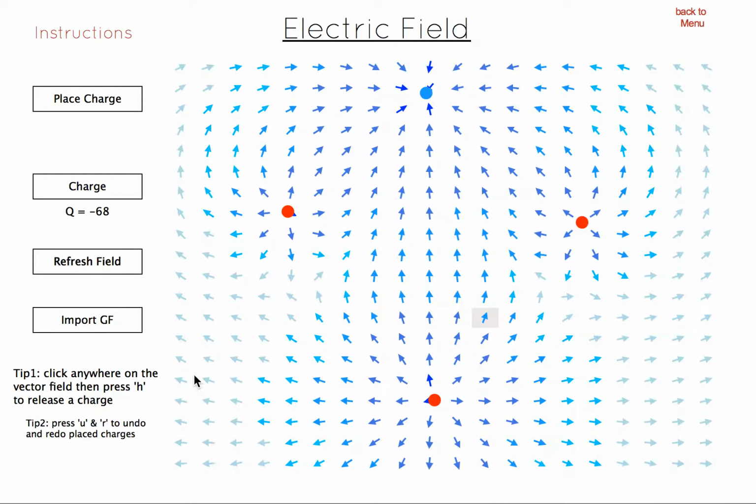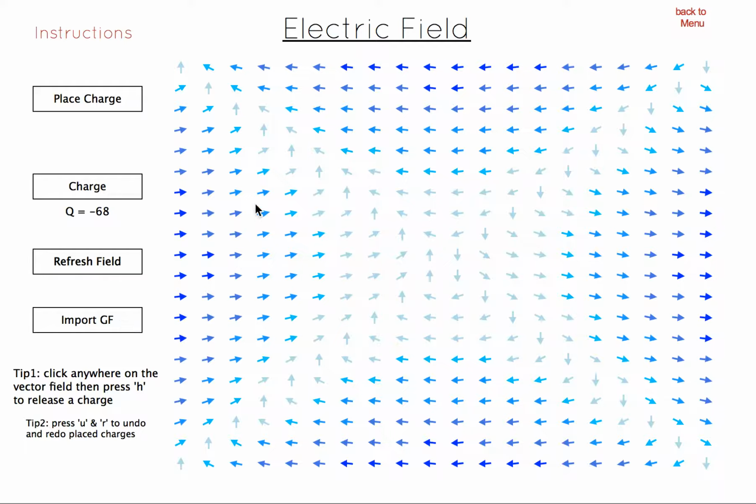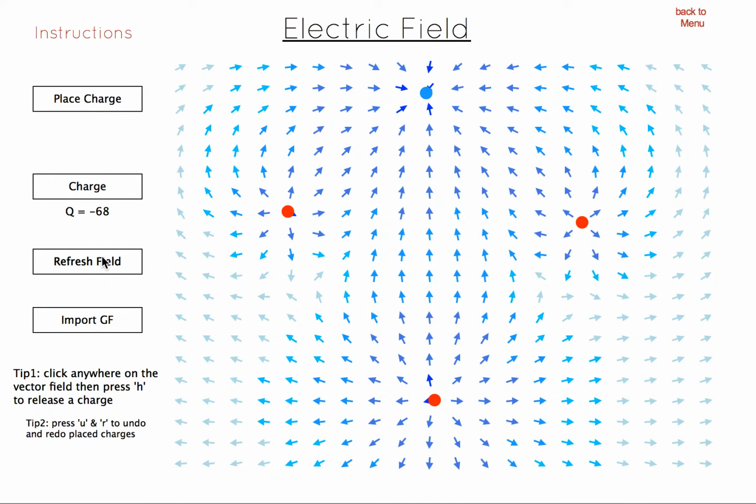We can also import our gradient field to see how our particle will act in this gradient field as opposed to our electric field. So we release our little particle. We see that it goes right a little bit, then turns around, and it leaves the gradient field after doing a little loop. If we hit refresh field, we still see that our charge distribution is still safe.